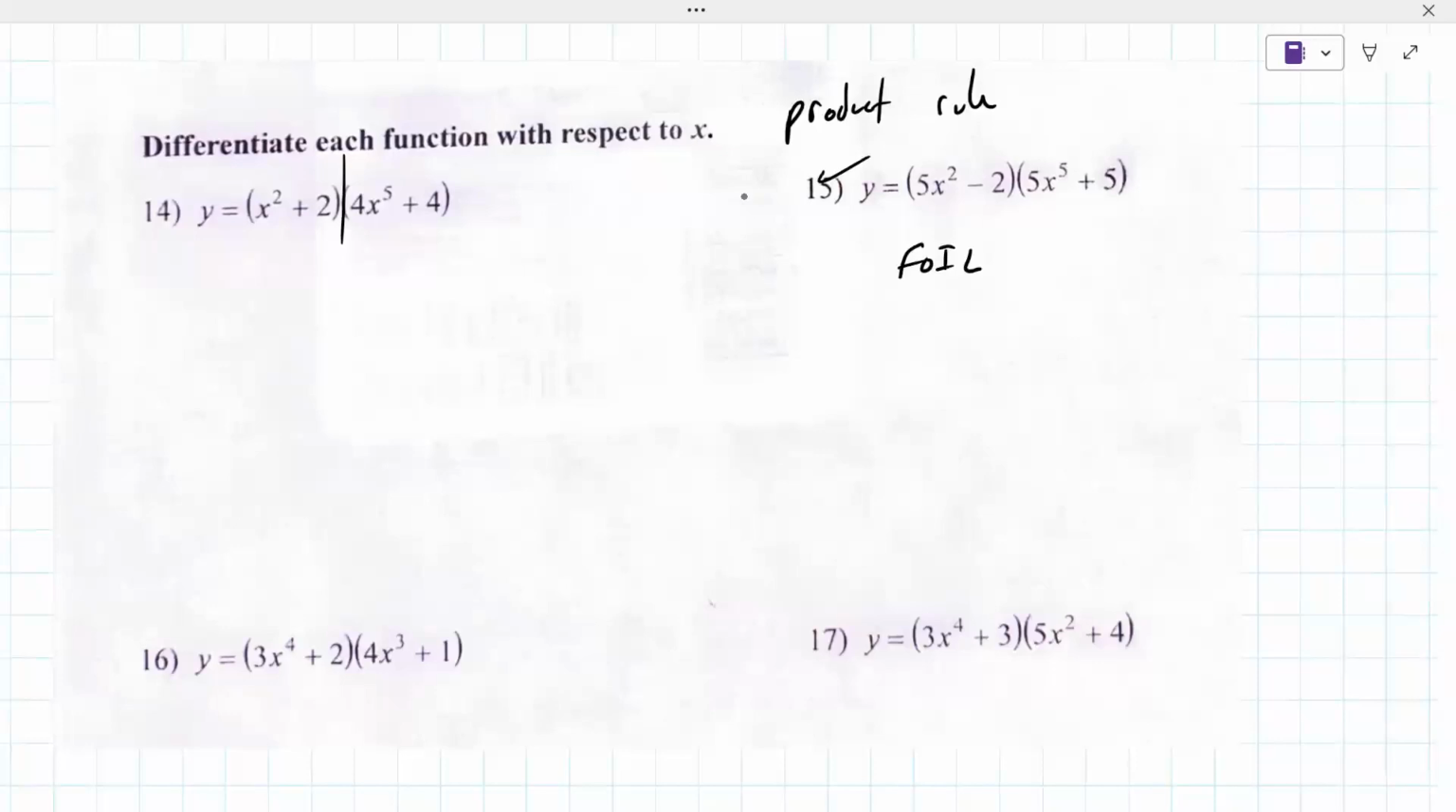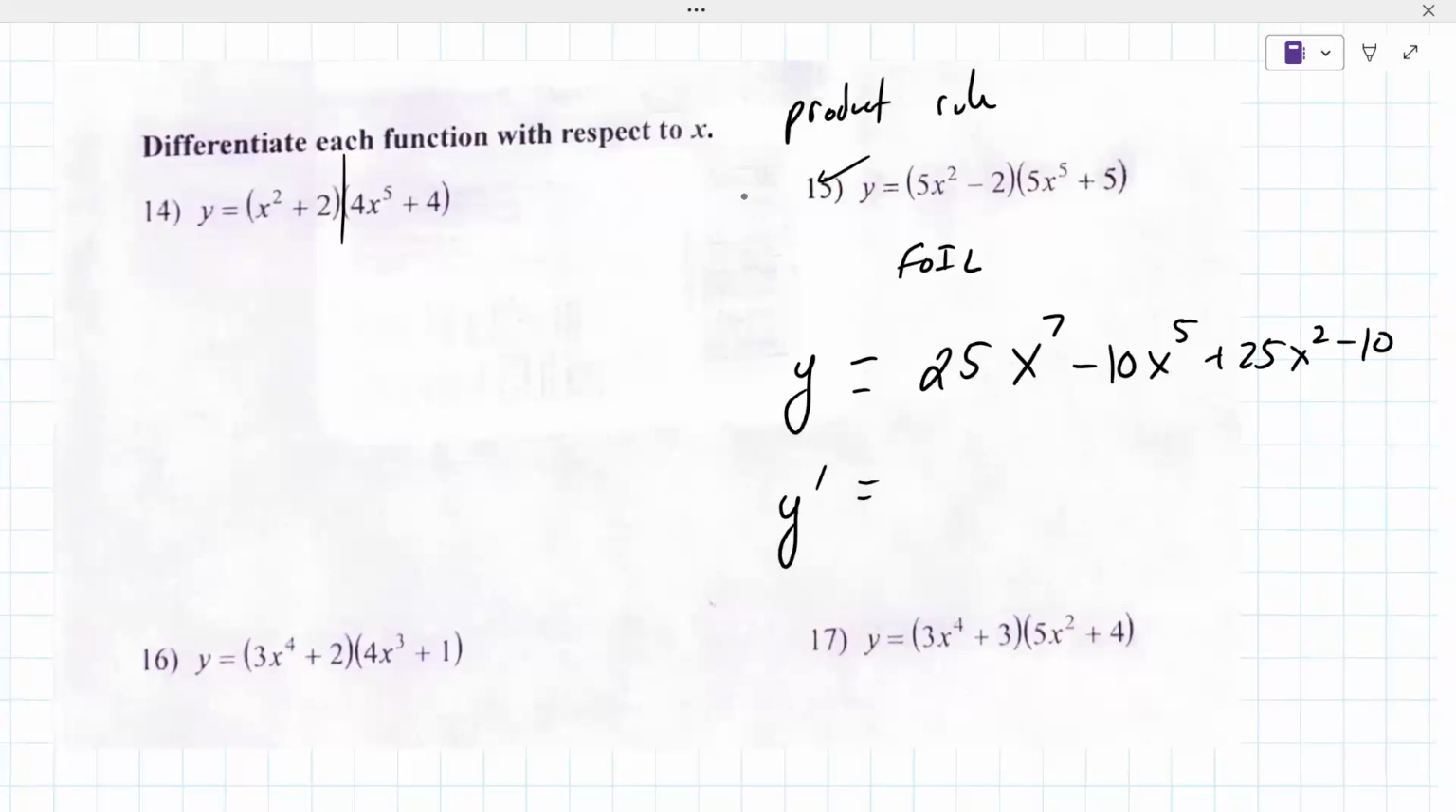So if you FOIL first, you get 25x to the seventh minus 10x to the fifth plus 25x squared minus 10. And then your derivative is the power rule. It's 7 times 25, 175x to the sixth minus 50x to the fourth plus 50x, and you're done.